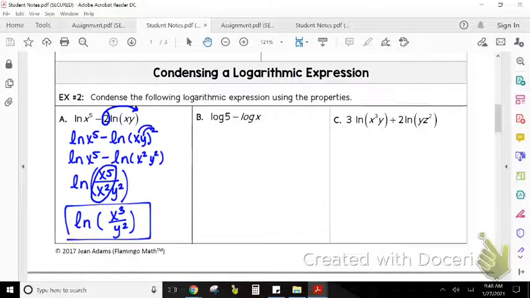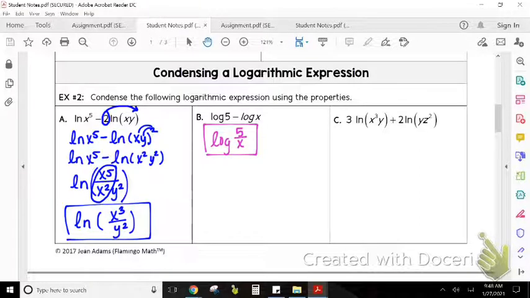For B, all we have is a log minus a log. So we can go ahead and put that together. We get log of the first one, our numerator, over the second one, our denominator. We can't do anything with that, so there is our answer.